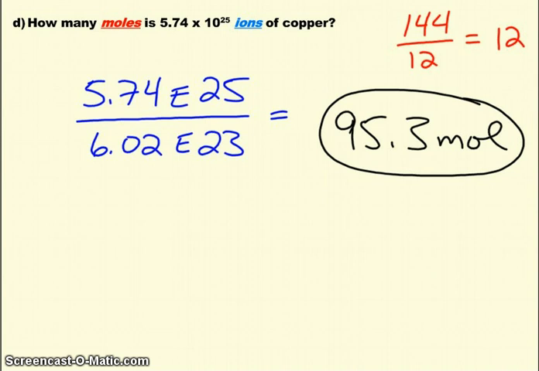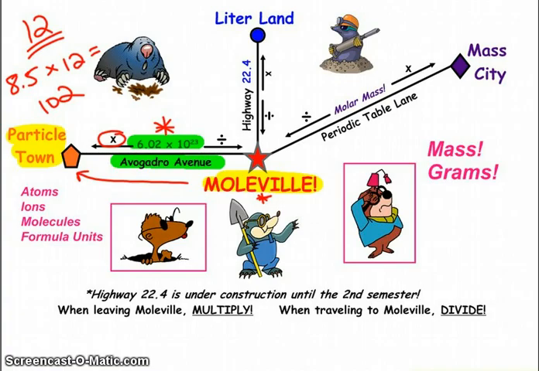On the final note, in my starting measurement, 5.74, there's 3 numbers. That's why I rounded my answer to 3 numbers. That's that rule of thumb we've been talking about. So that's how we work the particle to mole conversions in chemistry.